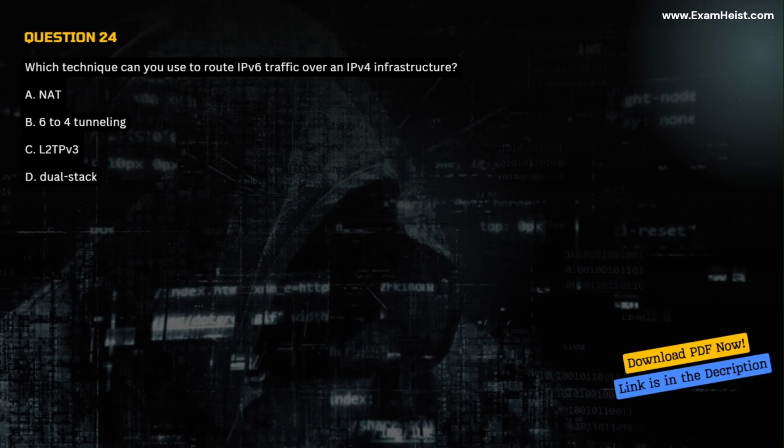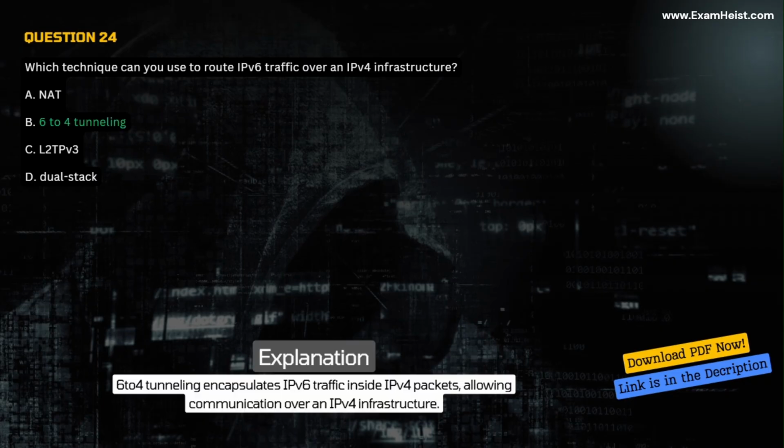Question 24. Which technique can you use to route IPv6 traffic over an IPv4 infrastructure? A. NAT. B. 6-to-4 tunneling. C. L2TPv3. D. Dual stack. Correct answer B. 6-to-4 tunneling. Explanation. 6-to-4 tunneling encapsulates IPv6 traffic inside IPv4 packets, allowing communication over an IPv4 infrastructure.